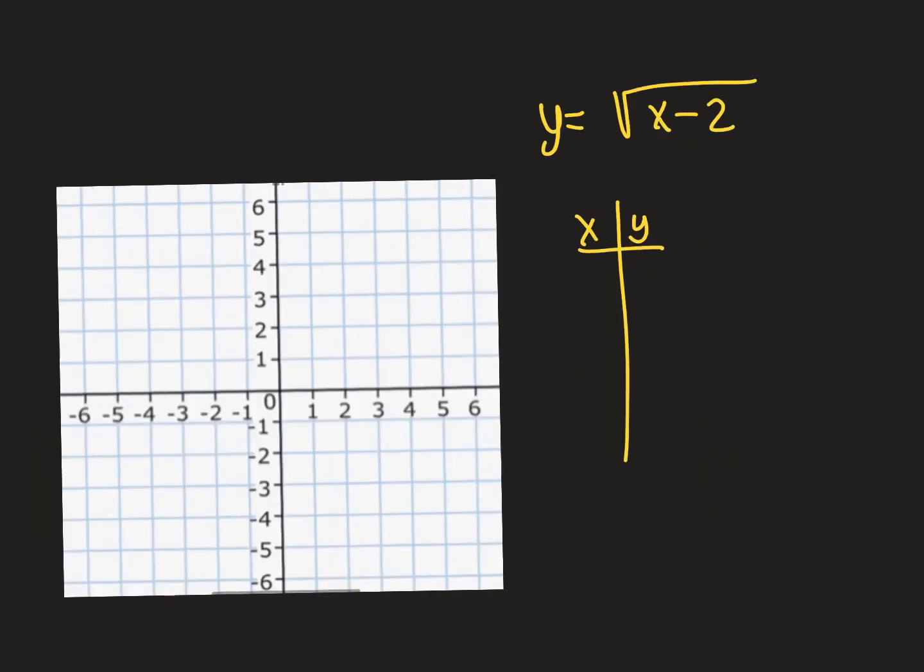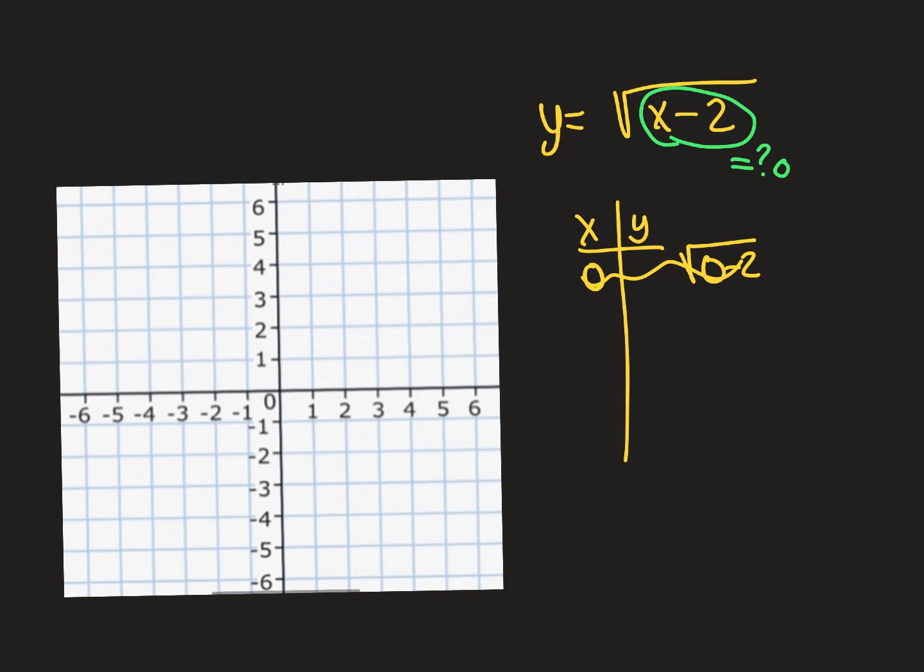All right, let's try this one. If I do 0, that is a bad pick because 0 minus 2 is a negative number. So we don't want that one. What we do want is to find when this would equal 0. And that's the first number I should pick.